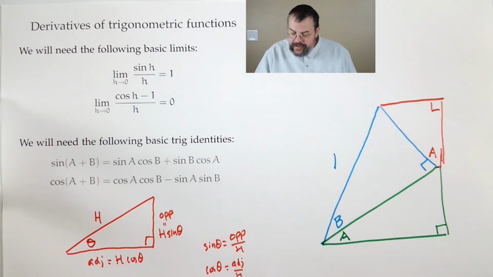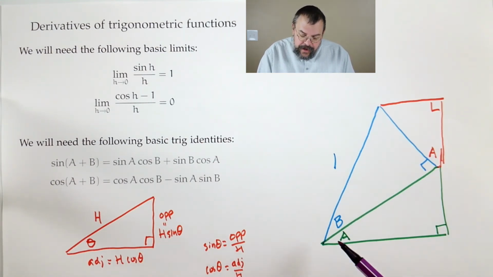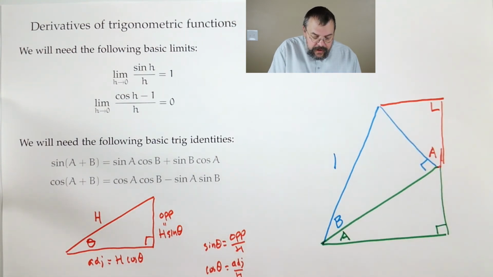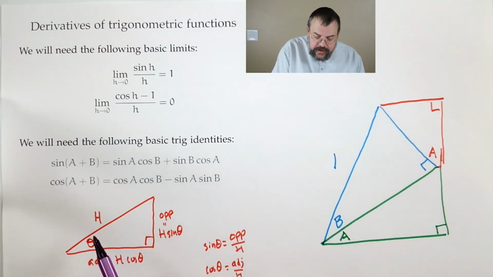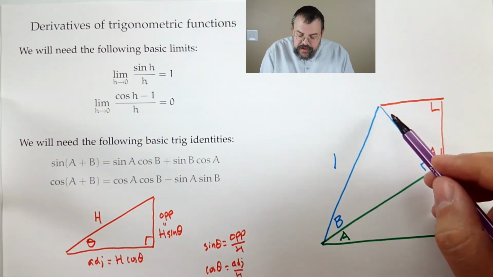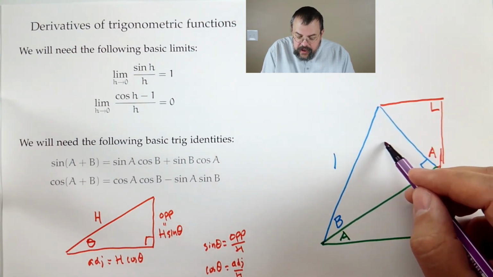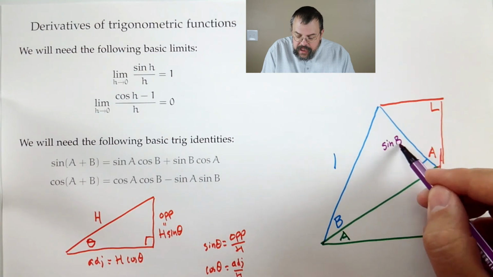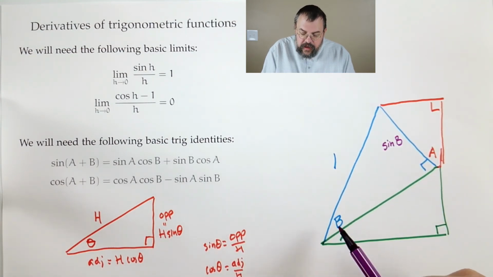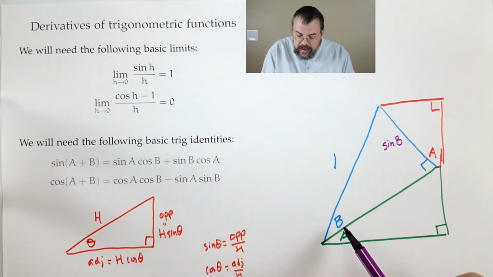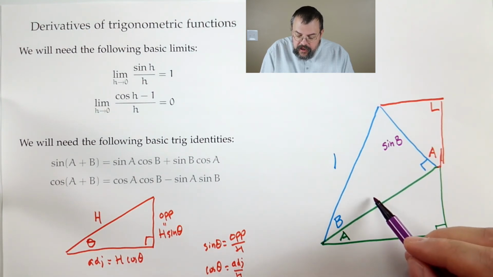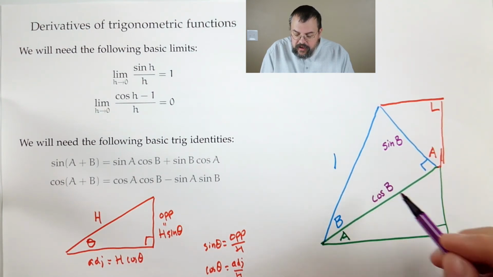So we're going to do it. I can start with this triangle and I'm going to use this fact. Here, h is 1. So the opposite side, this side over here, has length sine b, because it's the hypotenuse times the sine of the angle. This length down here has length cosine b.